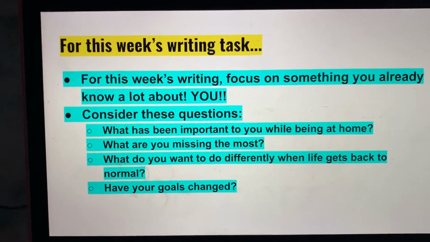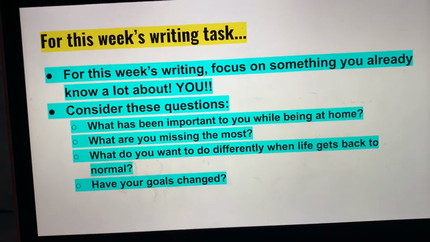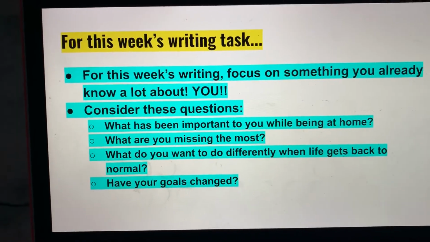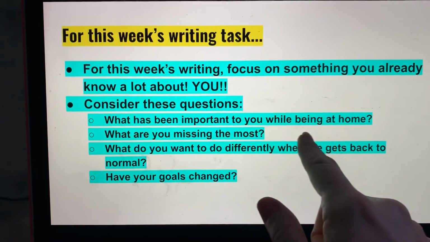So for this week's writing task, you're going to focus on something you already know a lot about, you. For your journal, I'm just trying to give you some options. Consider what has been the most important to you while being at home.